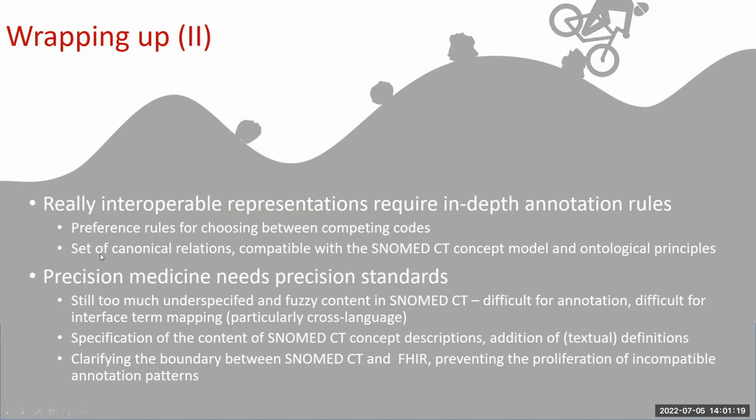And it's important, especially for relation annotation, to have a set of canonical relations compatible with the SNOMED concept model. I should also add, compatible with FHIR and FHIR attributes, and also ontological principles. It's also important, and it's something close to my heart, that SNOMED should reassess itself more and more under good practice ontological principles.